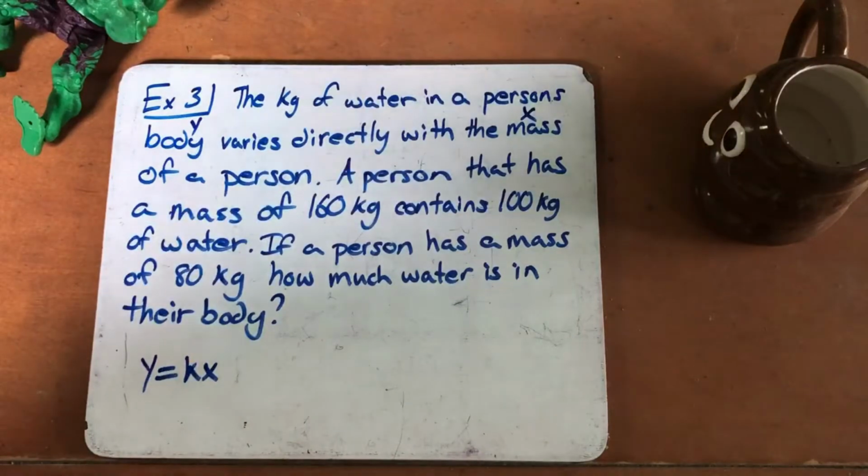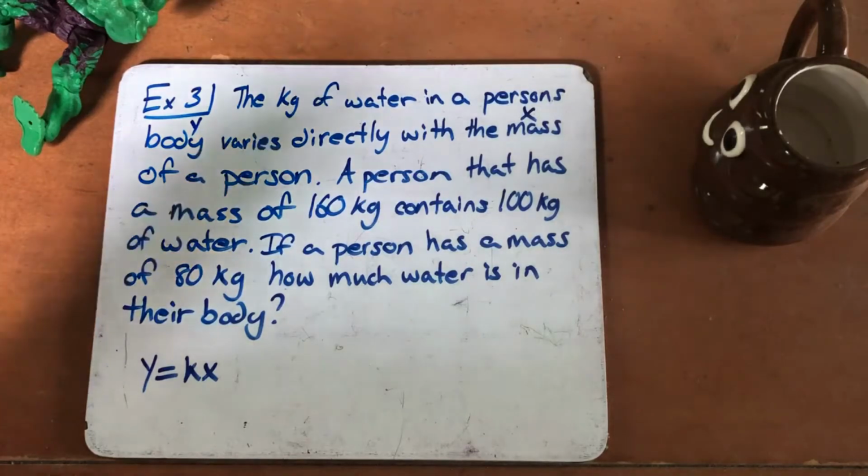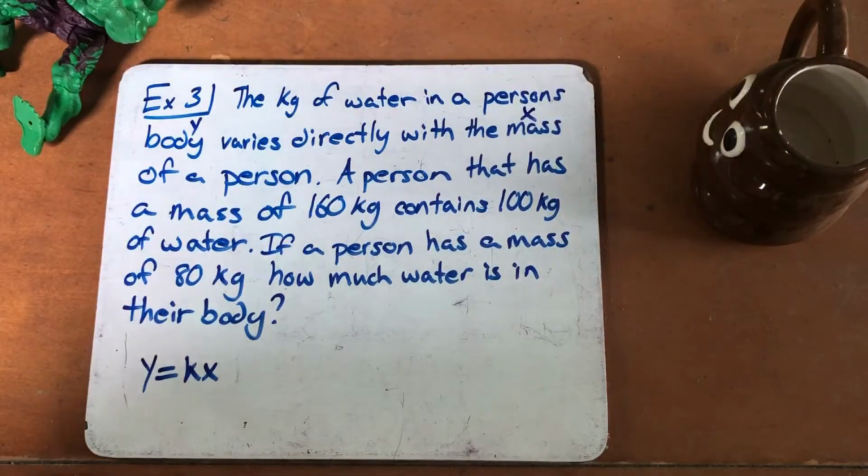Then it says a person that has a mass of 160 kilograms contains 100 kilograms of water. This part's tricky because it switches the order.